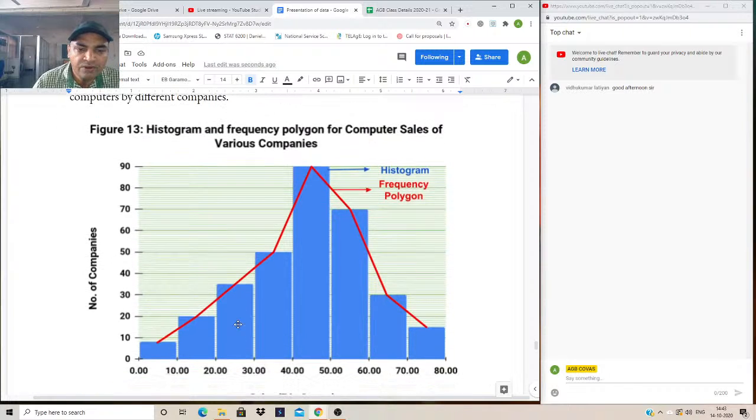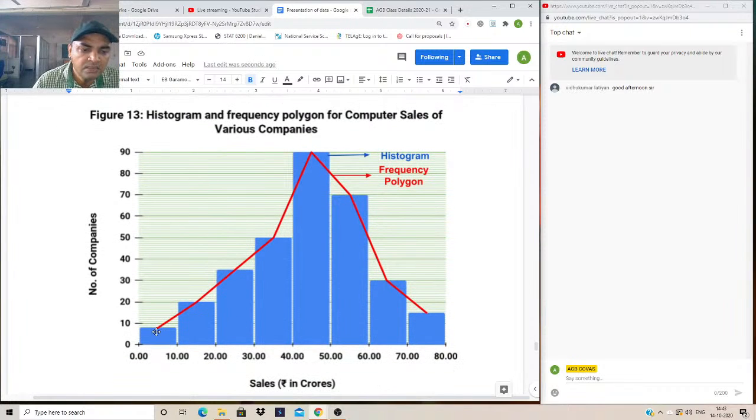And how to make a frequency polygon? Just take the midpoint of this rectangle, that is at 5. Then at 15, then at 25, then at 35, and join them. This line makes the frequency polygon. So if you want to make a direct frequency polygon, you have to take the midpoints of the classes, mark the points accordingly, and then join them with a line.